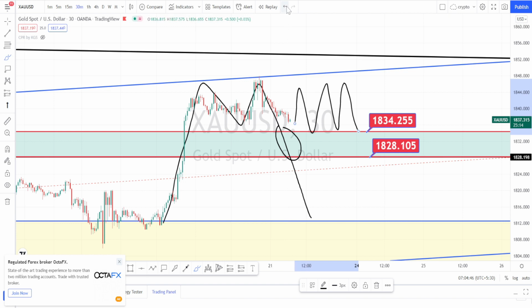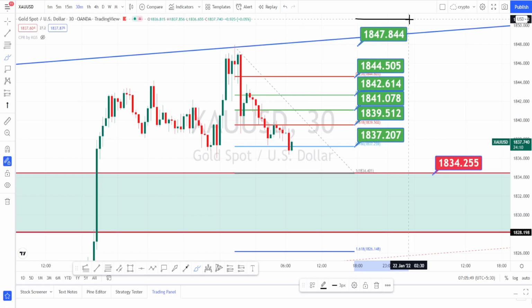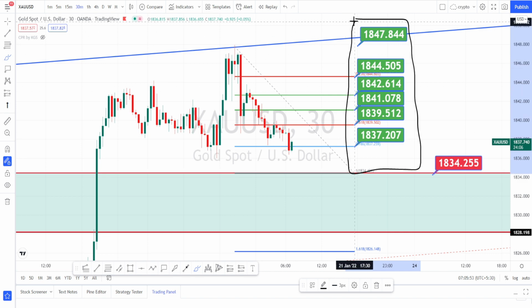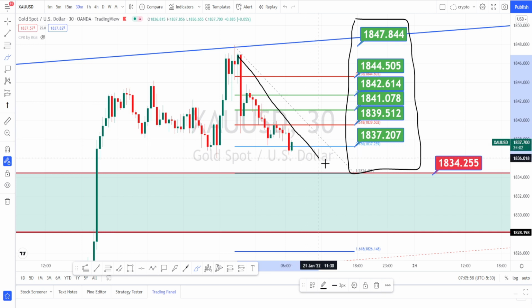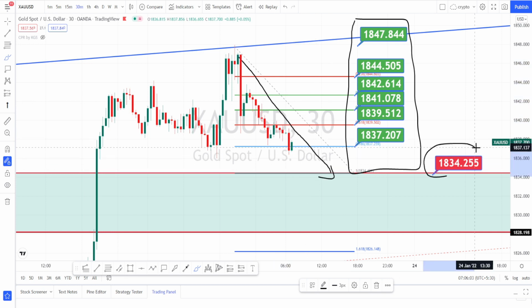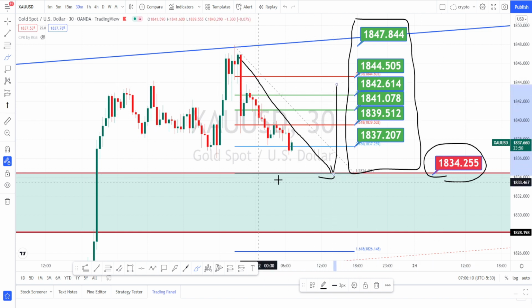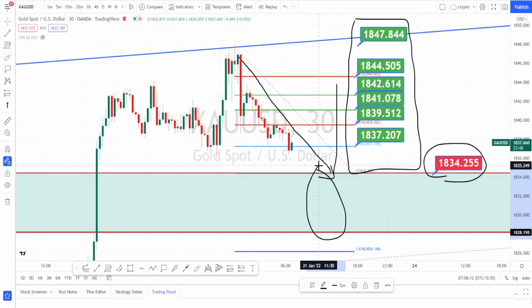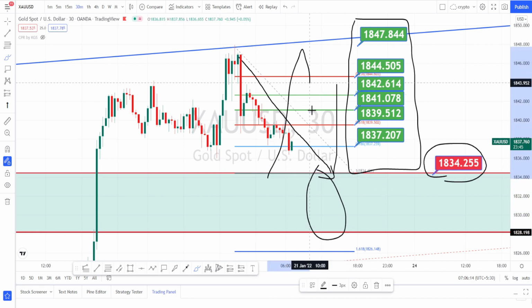Let us mark the support and resistance levels. So these are all the resistance and support level for the current price action in 30 minutes time frame. Currently the price action is in a very nice downtrend. I am expecting it to retrace up to this support level of 1834, then a bounce back to happen. As long as these support levels are holding, we can expect a range bound market to continue.